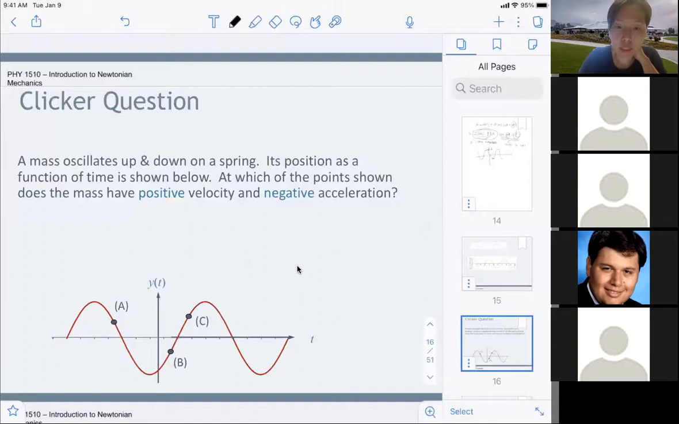Okay, so we are split on the choices between A and C. They do have one thing in common, which is that the positions of these 2 points are above the 0 axis. Okay, that's very good. So we know that if the position is positive, then the acceleration must be positive or negative.